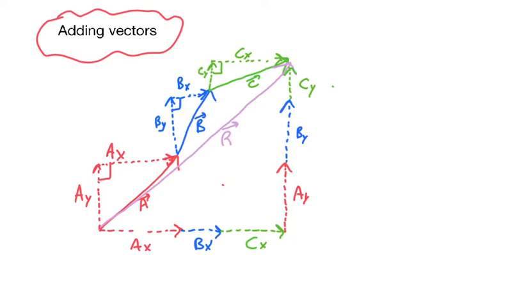So now I have this new right triangle where r is the hypotenuse. One leg is ax plus bx plus cx. The other leg is ay plus by plus cy. With that information, then, I can use the Pythagorean Theorem to figure out the length of r, and I can use inverse tangent again to figure out the direction of r. Let's take a look now at an example problem using this technique.